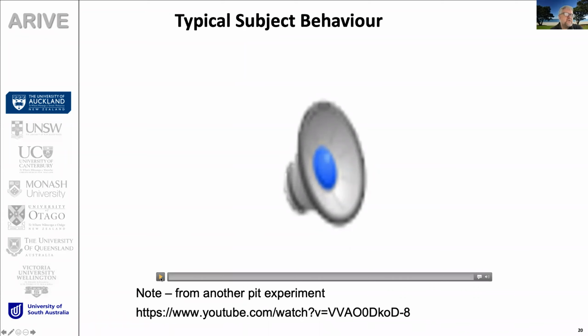So I'm going to show you a video. This is not from this particular experiment, but from a similar experiment where people are walking across a pit.